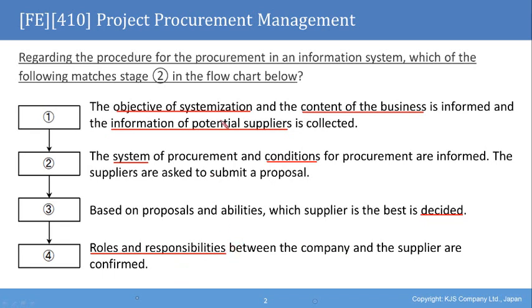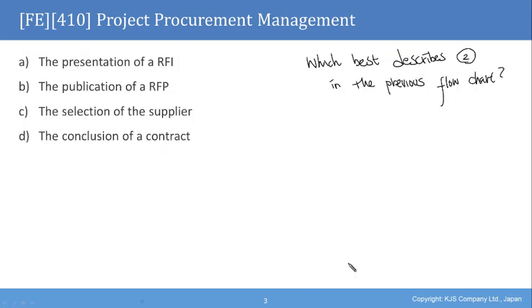Now the question is to say which of the following matches stage 2 in the flowchart below, and the options for the answers are as follows. A. The presentation of an RFI. B. The publication of an RFP. C. The selection of the supplier. And D. The conclusion of a contract. So we will try and find out which one of these options best describes stage 2 in that flowchart.